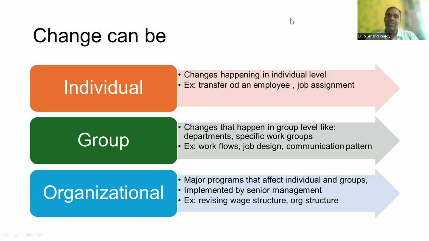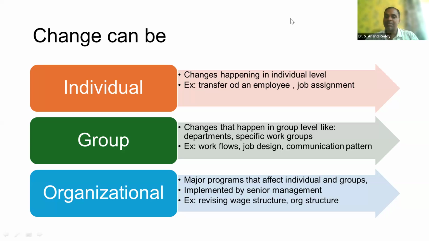Now, the third level of change can happen at the organizational level. Now, what are the organizational level changes? They are major programs that affect the individual and the group as well, both of them. And most of these organizational changes are implemented by senior management professionals. Now, for example, revising the wage structure. So now suppose we want to implement a revision in the wage structure.